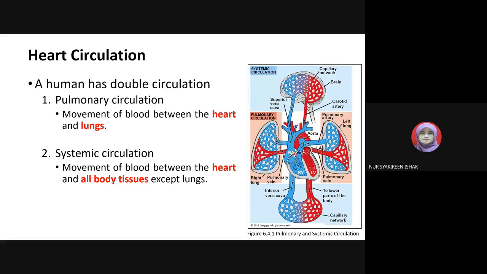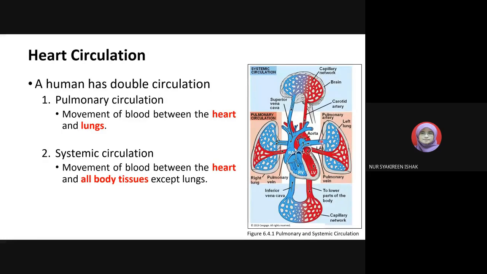So from the right atrium, as you can see, the wall of the right atrium is thinner compared to the ventricle. So the right atrium has to pump blood to the right ventricle. So the right ventricle then pumps oxygen poor blood out of the heart, through this valve, we call it the pulmonary semilunar valve, into the pulmonary artery. Okay, so pulmonary artery will branch to the left pulmonary artery and to the right pulmonary artery.